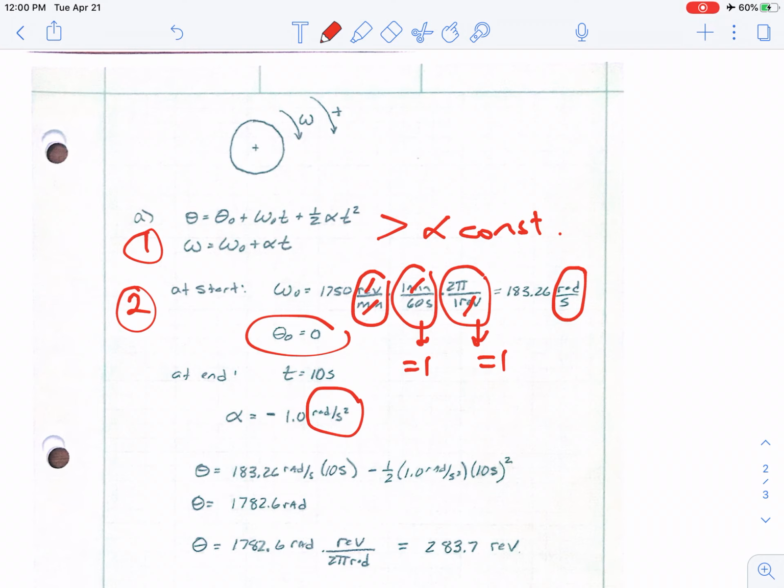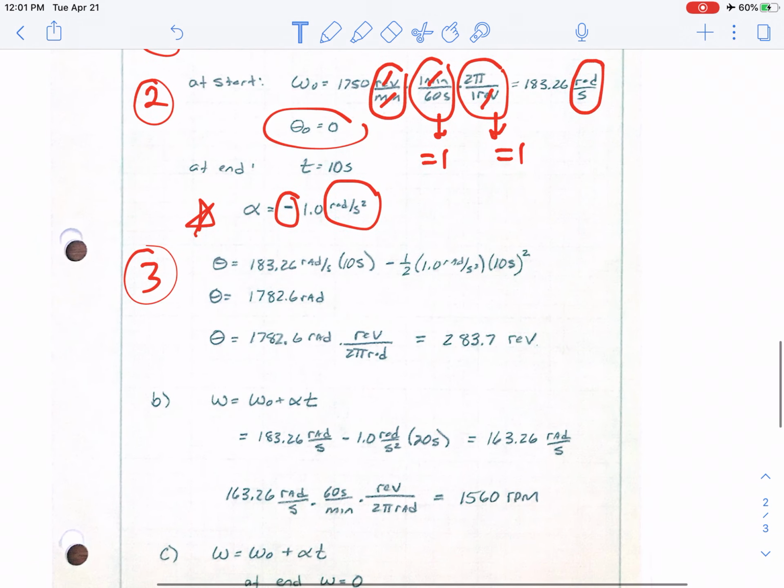Okay, and at the start we can also take theta 0 to be 0, and you are also assuming at the start t is equal to 0, but at the end we are saying that it's been 10 seconds. And the important thing here is acceleration. It should be taken negative again because it's slowing down. Because we are saying omega 0 is positive, alpha needs to be taken negative.